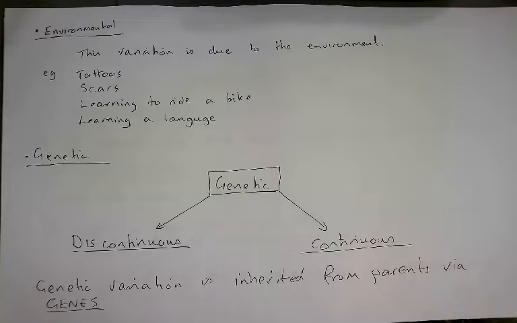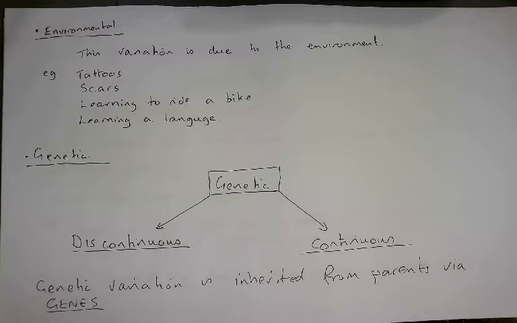The next category of variation is genetic variation. Genetic variation can be split or divided into two. The first one is discontinuous variation. The second one is continuous variation.